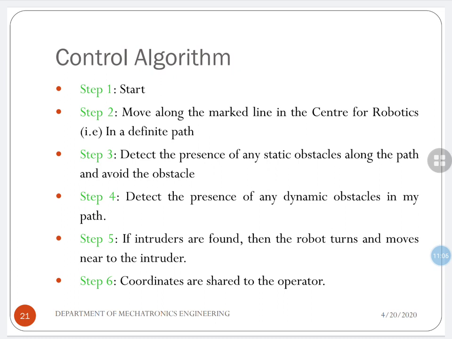So next, the detection of dynamic obstacles. Dynamic obstacles, again, the intruder. If the intruder is found, then the robot turns and moves near to the intruder. With every movement of the robot, its activities and coordinates are being monitored by the control room. Then, when it reaches near the intruder, the coordinates are shared with the operator, along with the intruder information.